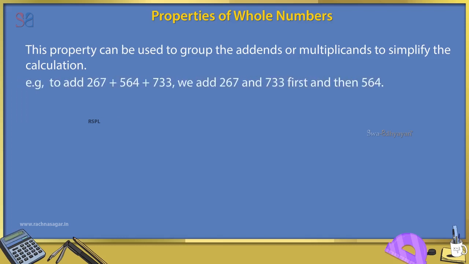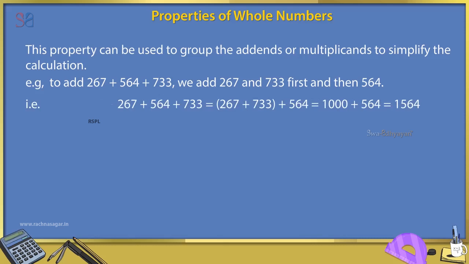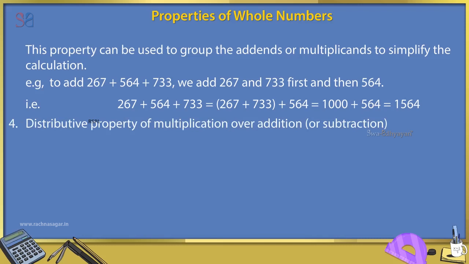This property can be used to group the addends or multiplicants to simplify the calculation. Example, to add 267 plus 564 plus 733, we add 267 and 733 first and then 564. That is 267 plus 564 plus 733 is equal to 267 plus 733 plus 564, which is equal to 1000 plus 564, which is equal to 1564.